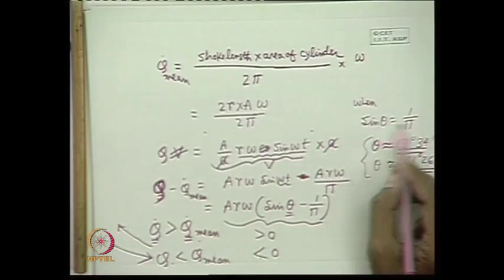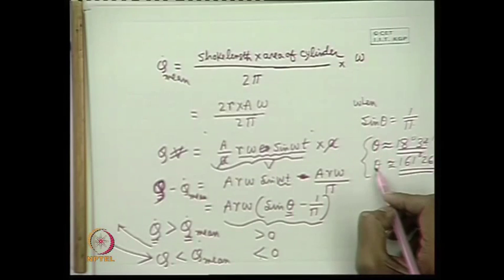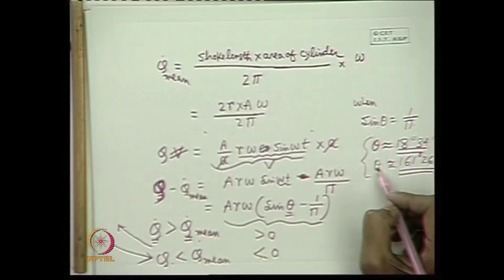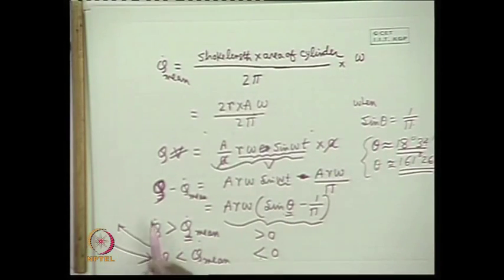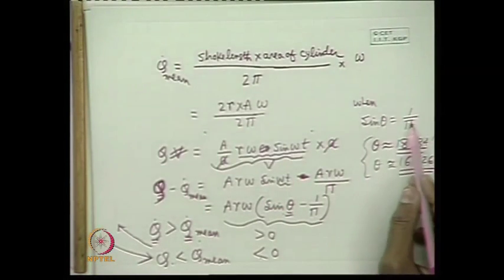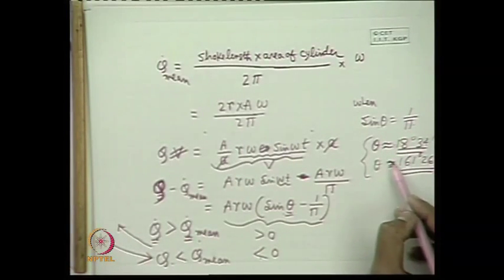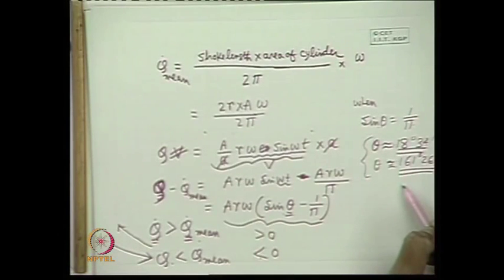That means sin theta is 1 by pi gives 2 angles of theta between 0 to 360 degree. At those 2 crank angles, the instantaneous value coincides with the mean value. There is no flow of water either to the air vessel or from the air vessel. Well, there is no flow. So, corresponding to this equation, sin theta is 1 by pi. It is almost equal to 18 degree, another is equal to 161 degree. That you can see from the trigonometric table as approximate values like that.